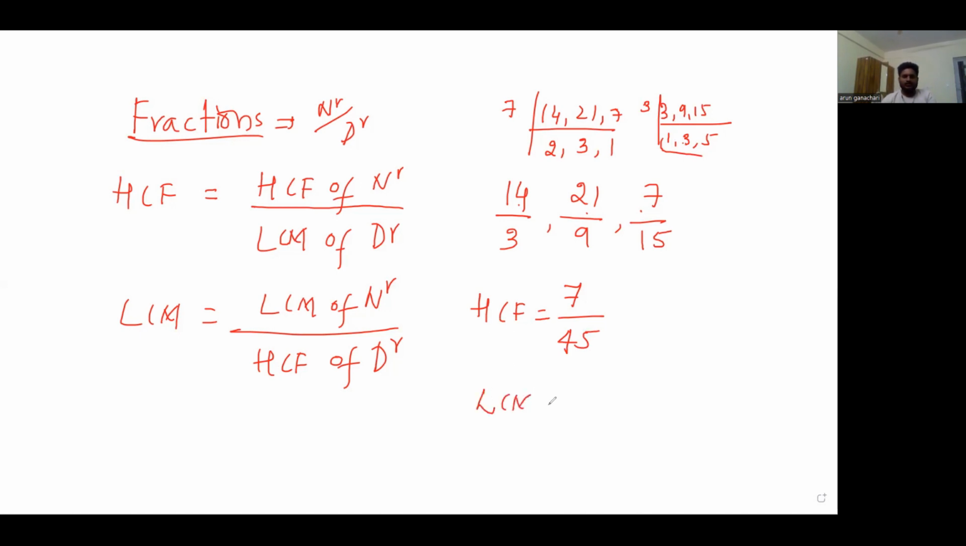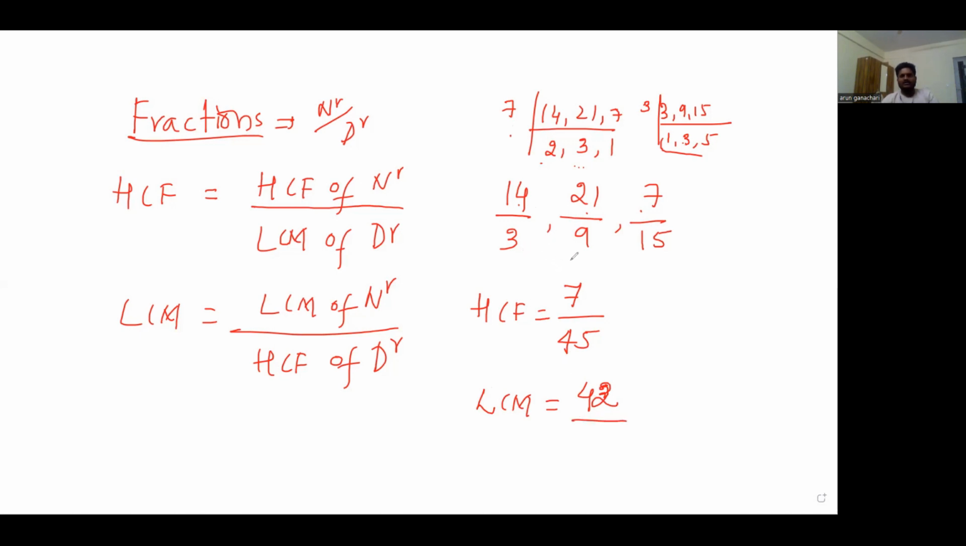Now if I wanted LCM, what will I do? I'll find the LCM of the numerators, 14, 21 and 7. We have found the HCF is 7. Now I cannot divide it further. So it will be 7 twos are 14, 14 threes are 42.